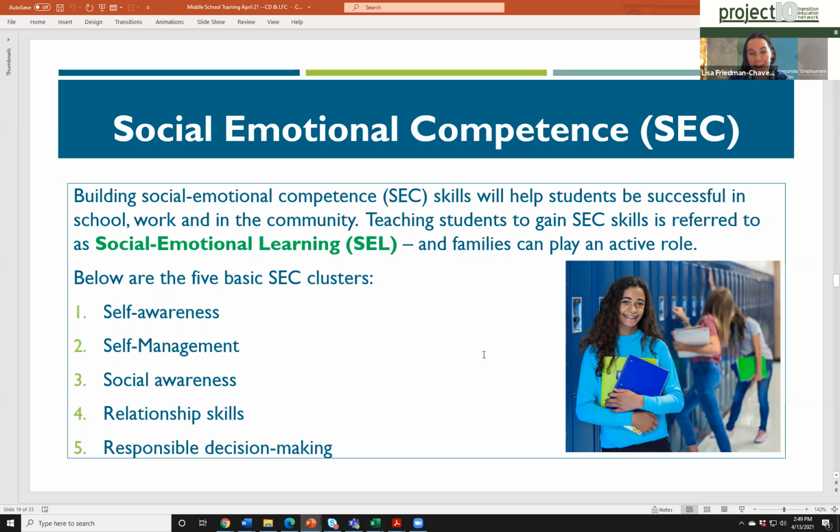how they play together. And the 5 SEC clusters are self-awareness, self-management, social awareness, relationship skills, and responsible decision-making. And you can see how those 5 clusters also tie in really strongly to those core components of self-determination. So you're really working on a bunch of different areas, increasing the SEC so that students can be successful not only in school but beyond.